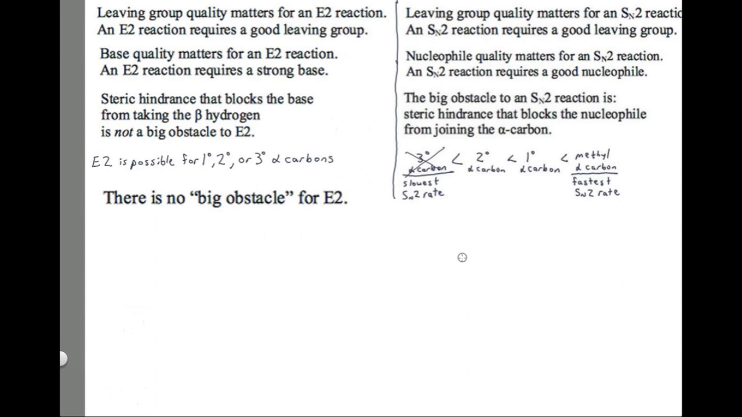One more, somewhat more subtle point. We've said here that steric hindrance is not a big obstacle to E2. Notice the wording, it's not a big obstacle. I worded it that way because I don't want you to think that steric hindrance could never be a factor in E2. Steric hindrance can slow down E2. It just doesn't slow it down as much as SN2. And here's a case where that's relevant.